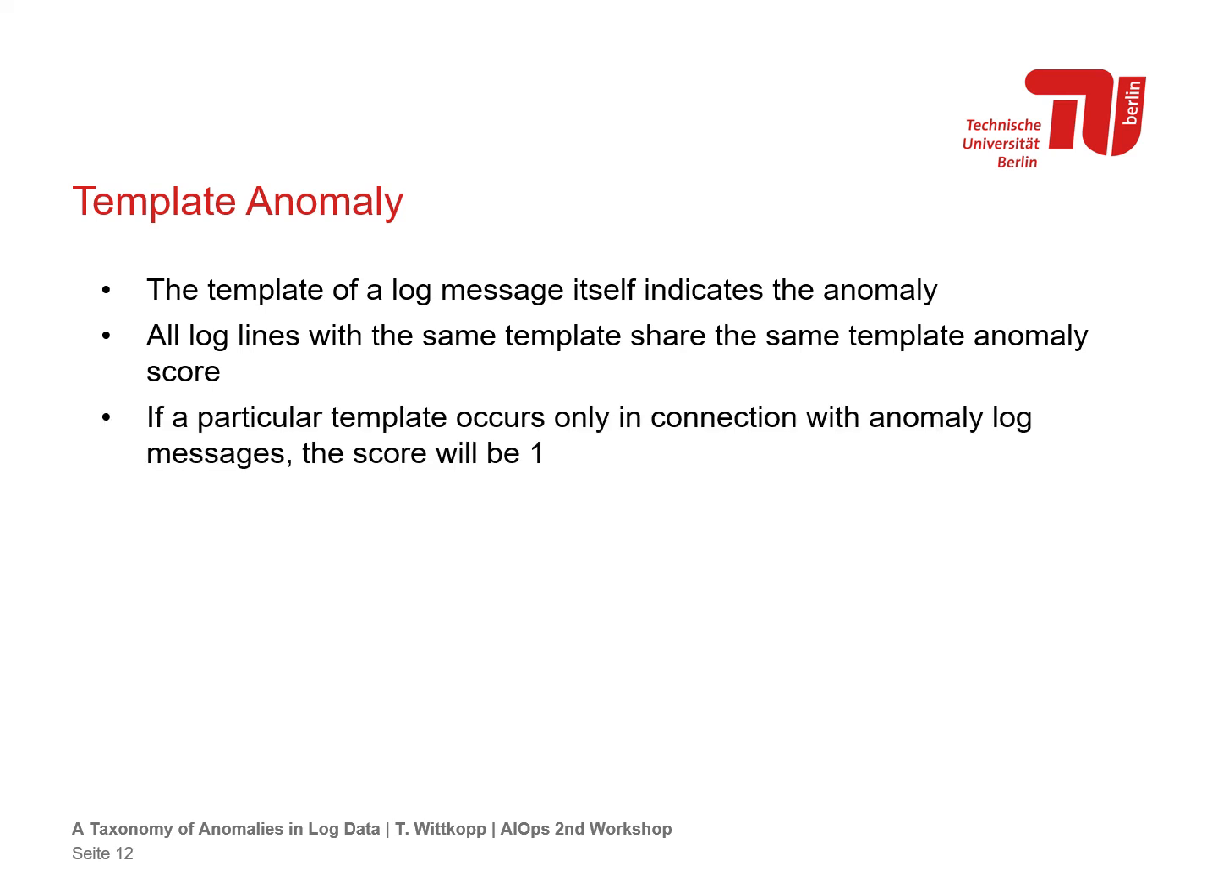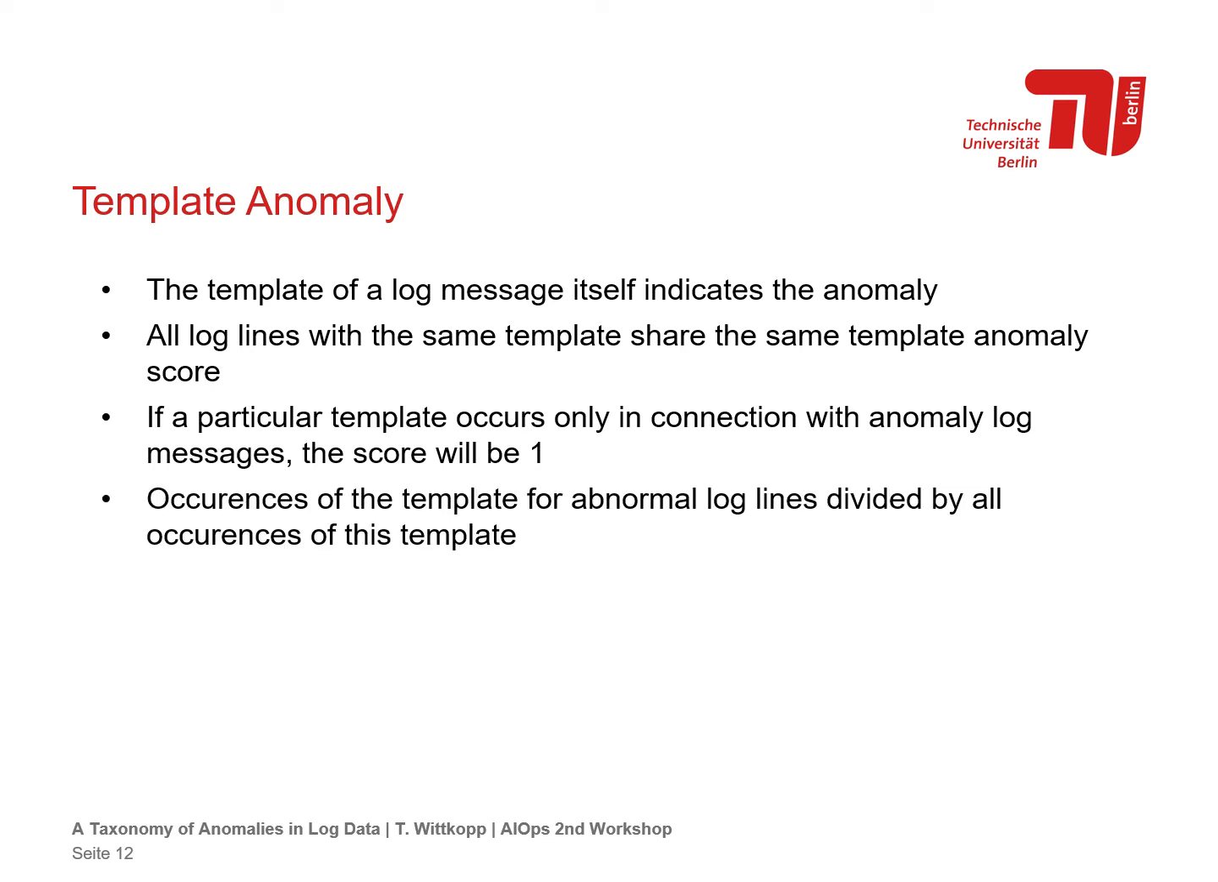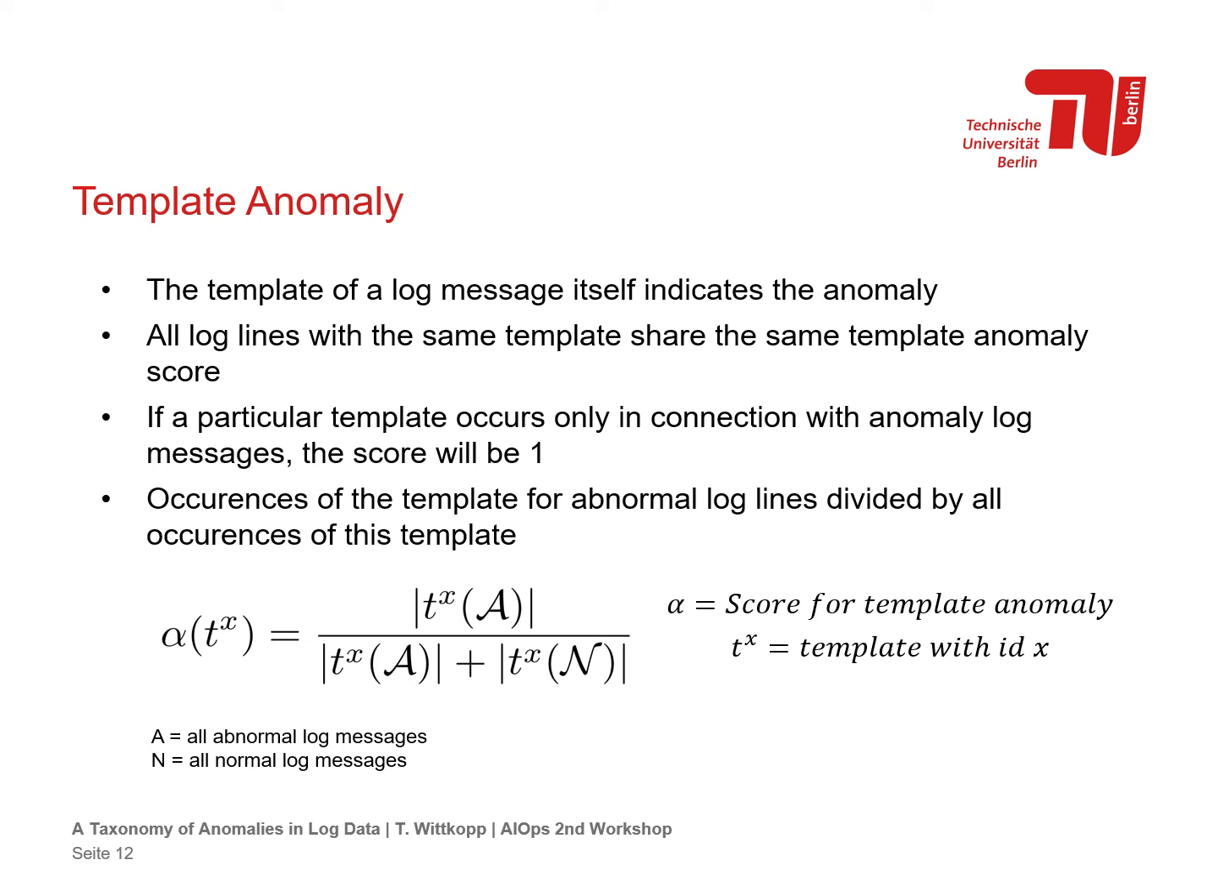The template anomaly score is 1 if the template occurs in connection with anomalies only and never in connection with normal log lines. The formula describes the score as the occurrences of this template in anomaly log messages divided by the occurrence of this template in all log messages.